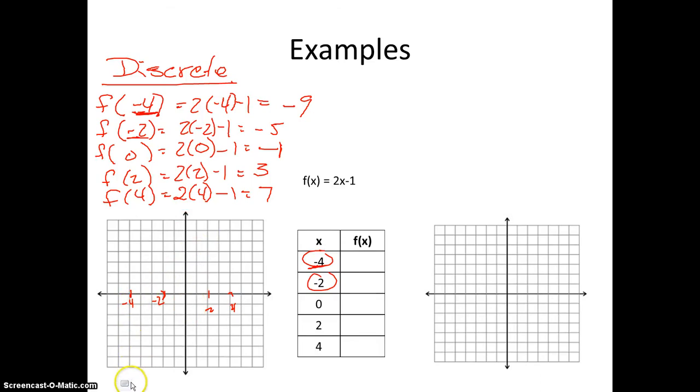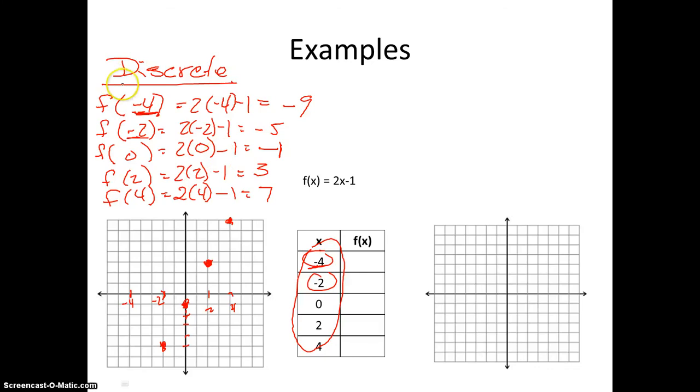So at negative 4, we're at negative 9. So we're down there somewhere. At negative 2, we're at negative 5. Negative 1, 2, 3, 4, 5. At 0, we're at negative 1. That's negative 1 right here. At 2, we're at 3. And then at 4, we're at 7, way up here. So we can see with just this data set, we have very distinct countable points, do we not? So that is why that's discrete.